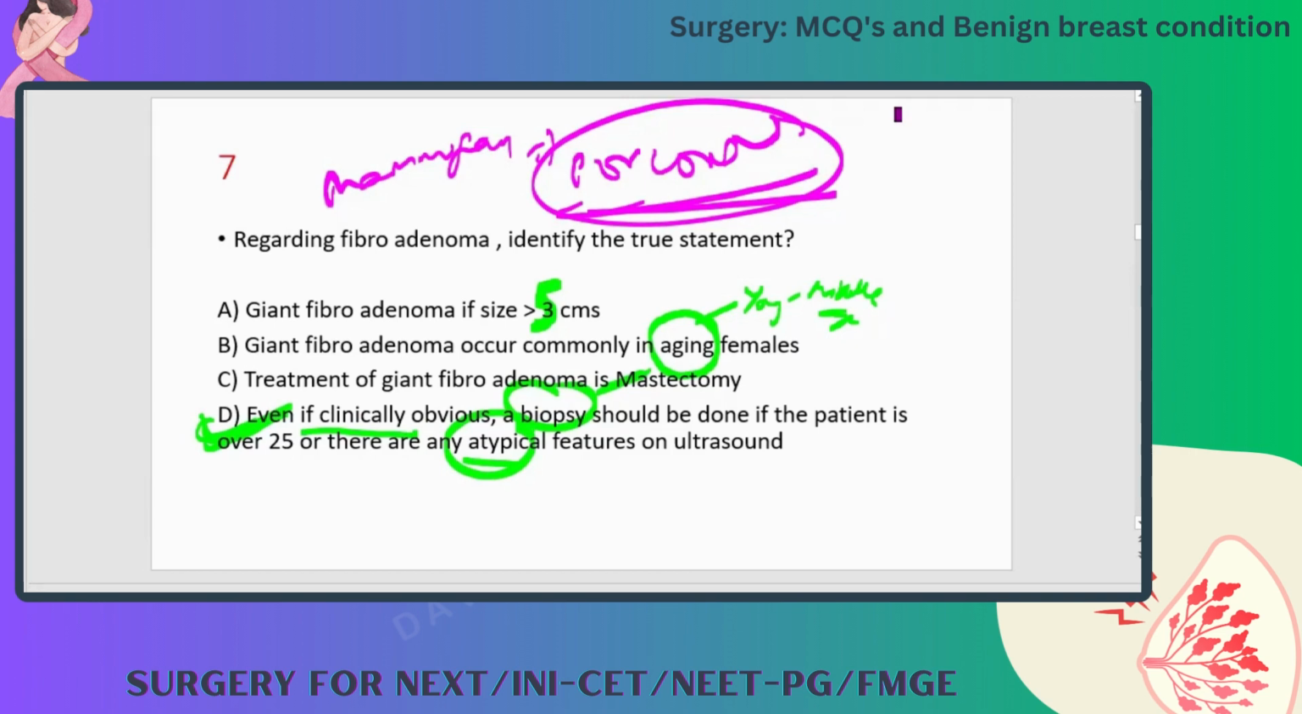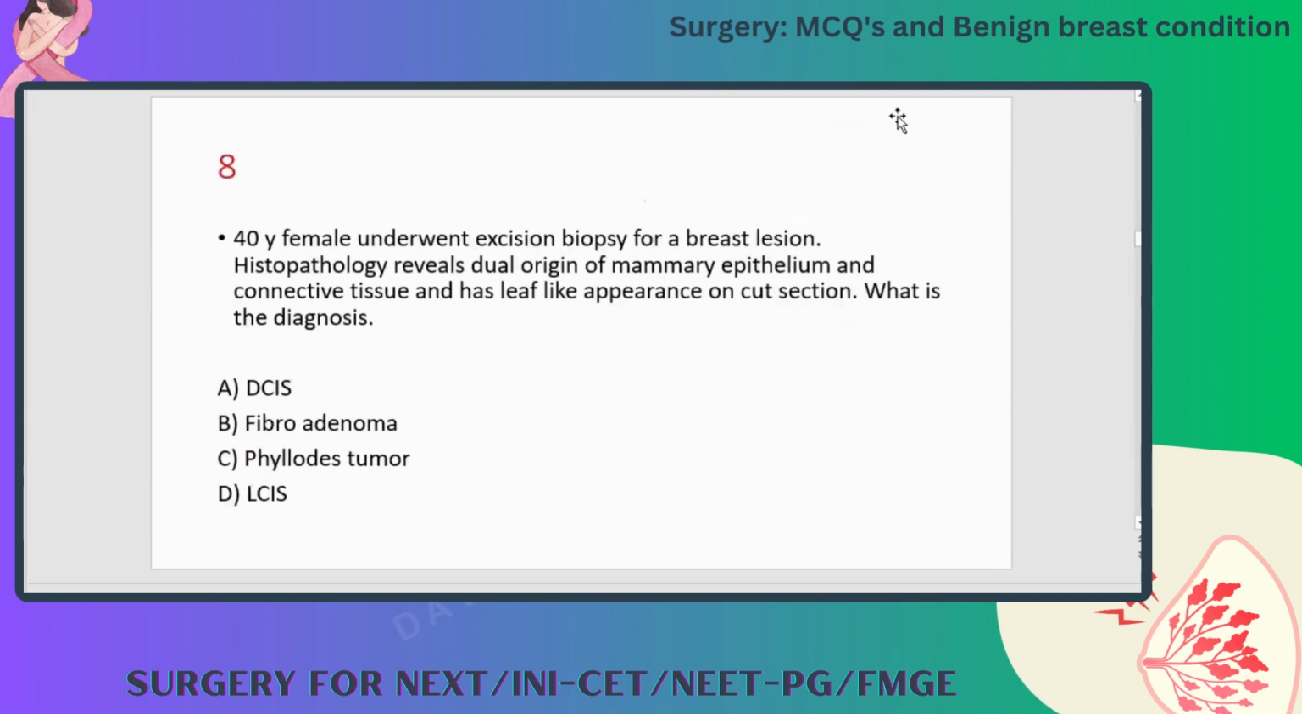It's called the breast mouse. It is known as breast mouse because it is very mobile. Okay, so now answer this.